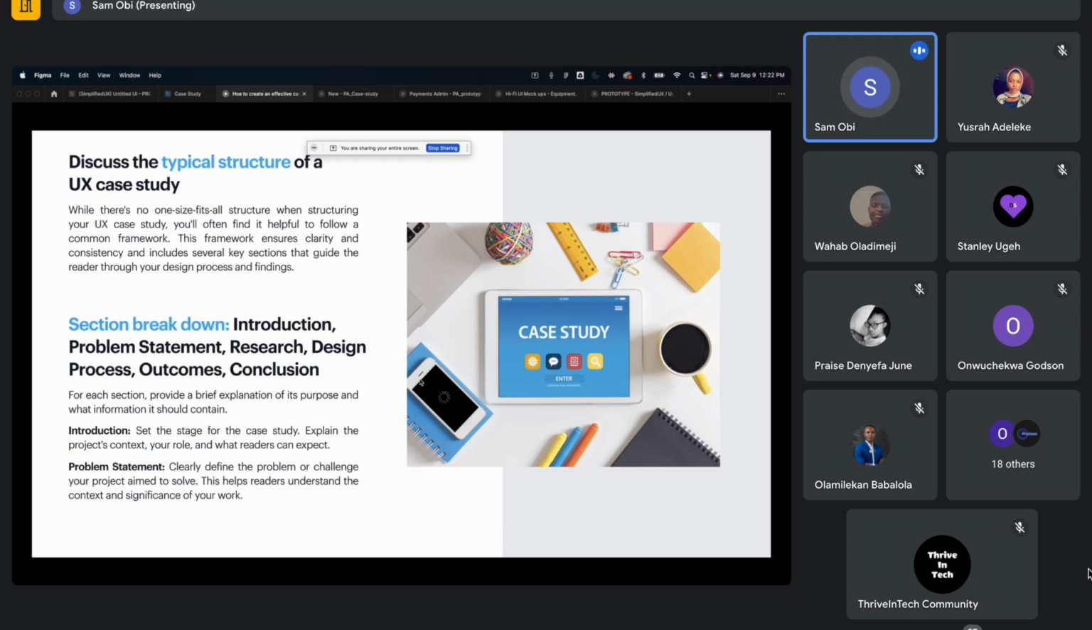Okay, so we're going to talk about problem statements. Clearly define the problem statement or the actual challenge that your product or project aims to solve. This helps readers understand the context and significance of your work. Because if they don't understand the significance of your work, nobody will be interested to move forward.